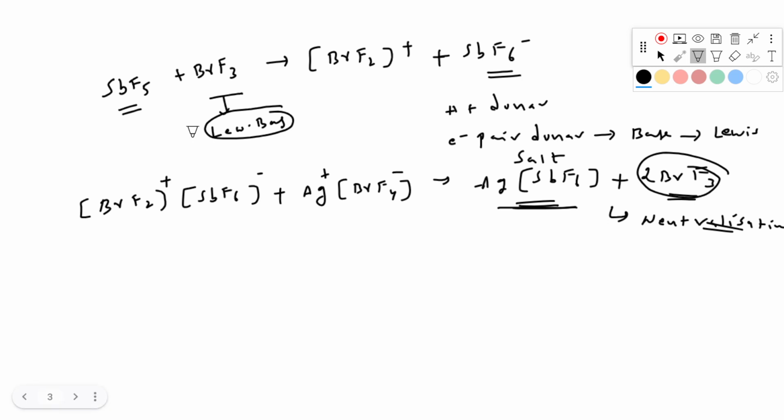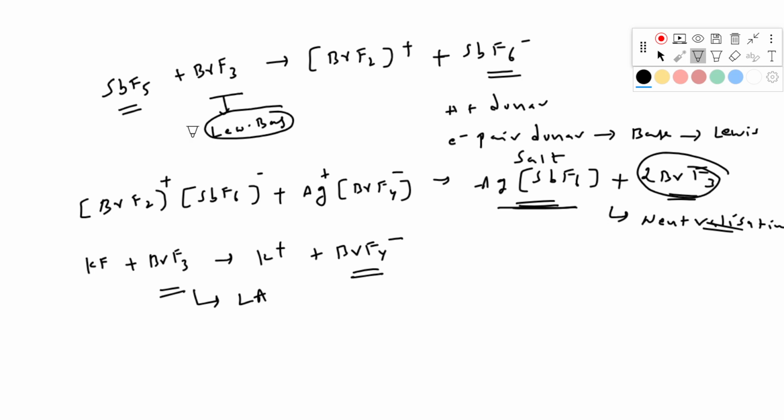Next, KF plus BrF3 gives rise to K plus BrF4 minus. Okay, so what is the nature of BrF3 here? It is accepting electrons. Electron pair donor is a base, electron pair acceptor is an acid. It is accepting F minus here so that it forms BrF4 minus. So the nature of this is Lewis acid.